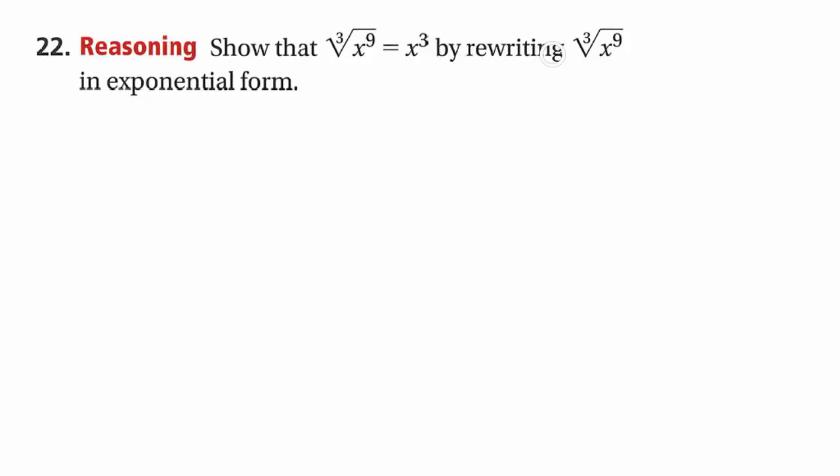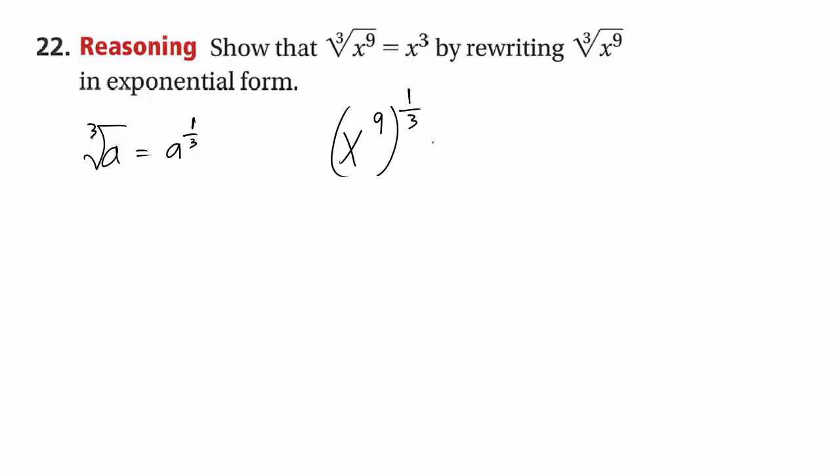For 22, we're showing that these expressions are the same, and we're going to rewrite this in exponential form. Well, what is a third root or a cube root? We know that something cube rooted is the same thing as that thing to the 1/3 power. So since I have x to the 9th and it's cube rooted, that's the same thing as x to the 9th to the 1/3 power.